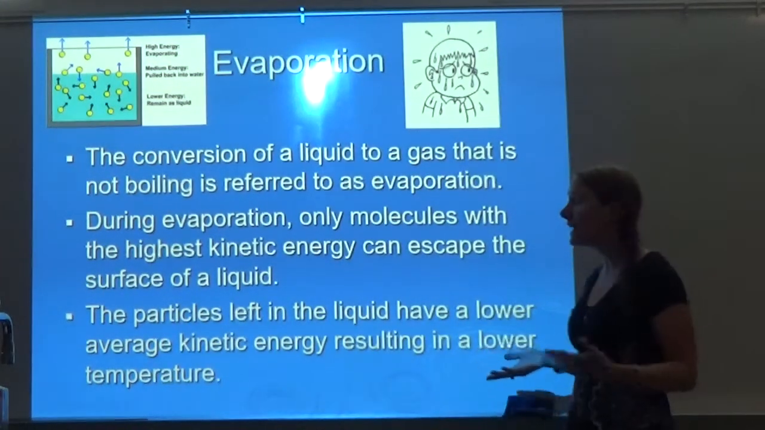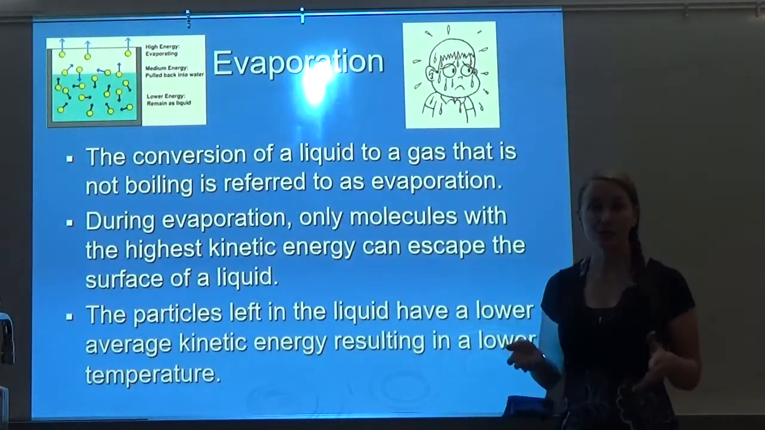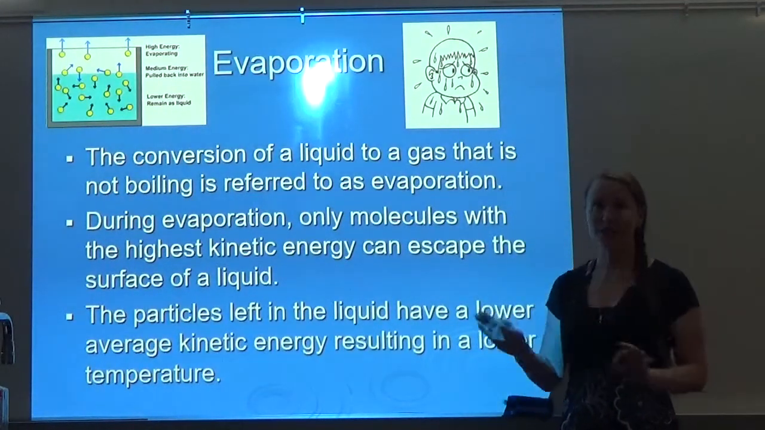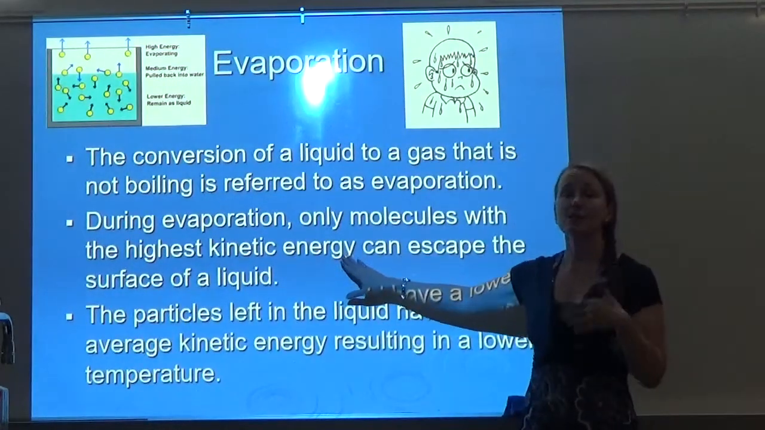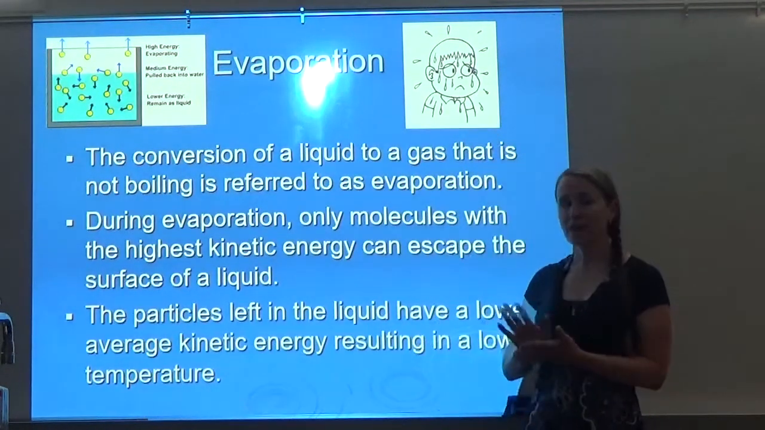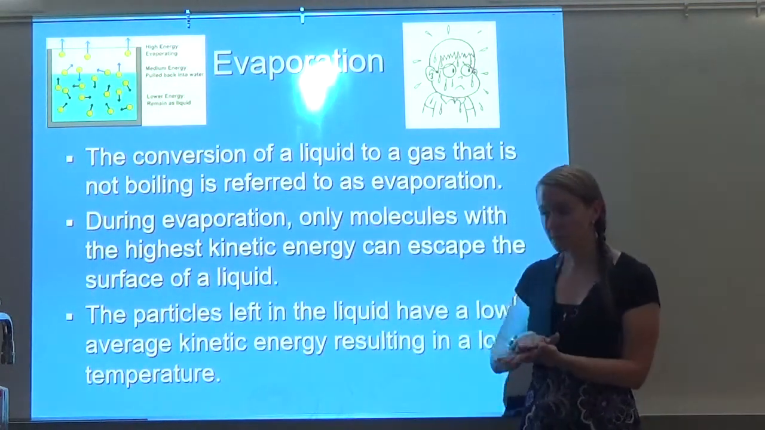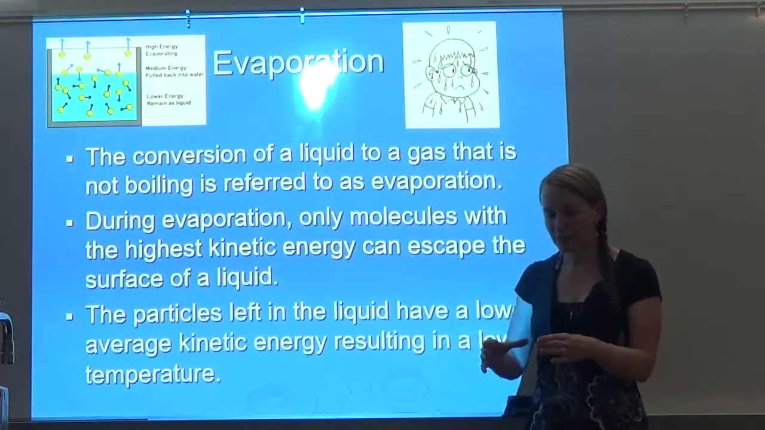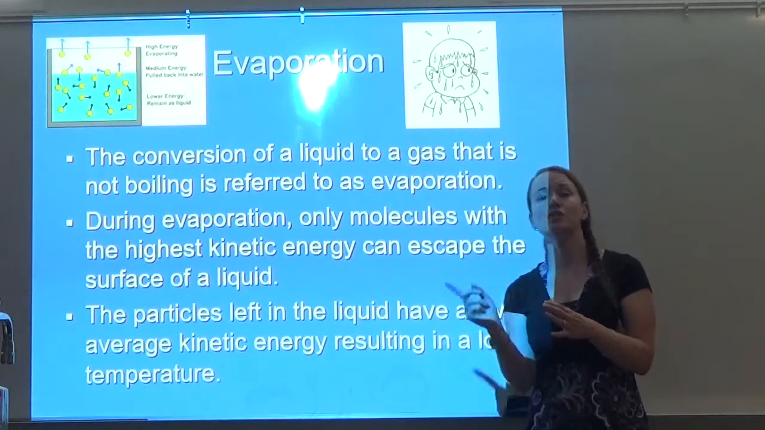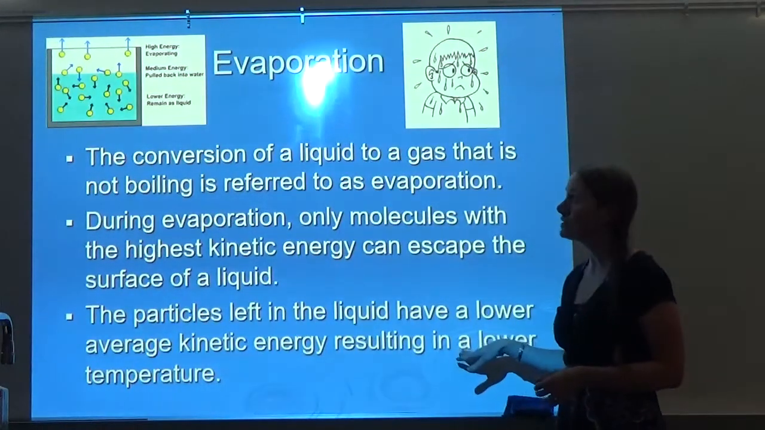So when we talked about gases, we said that even though temperature is directly proportional to kinetic energy, if you have a sample, the temperature is the average kinetic energy. Each molecule has its own kinetic energy. So the fastest ones that have the most kinetic energy can escape and become a gas. Well, if the fastest ones leave, the fastest ones also have the highest temperature. So if the fast ones leave, then all you have left are the slow ones. Well, temperature is based on speed or kinetic energy, so that means you have a lower temperature. So the particles left in the liquid have a lower average kinetic energy, resulting in a lower temperature.